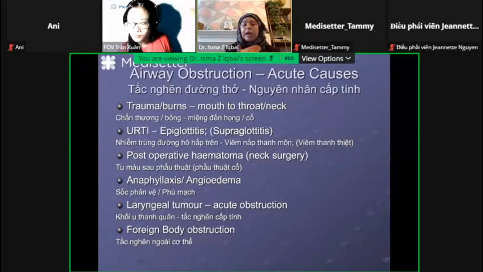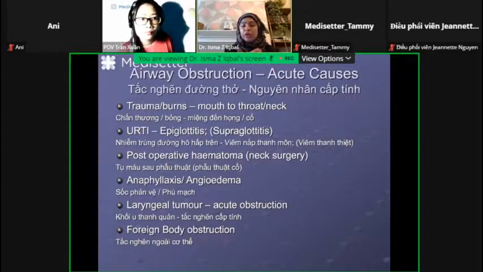Commonly in the UK, we will have a set next to the patient's bed to cut the stitches, or if they have clips, to take those out so you can very easily open up the neck.